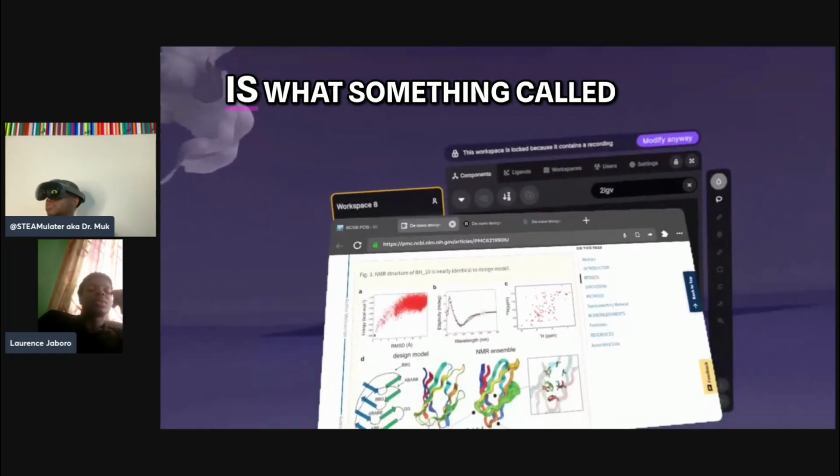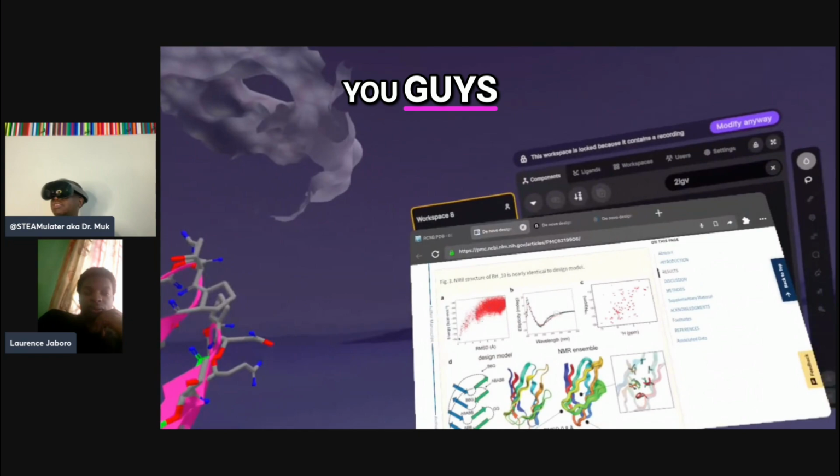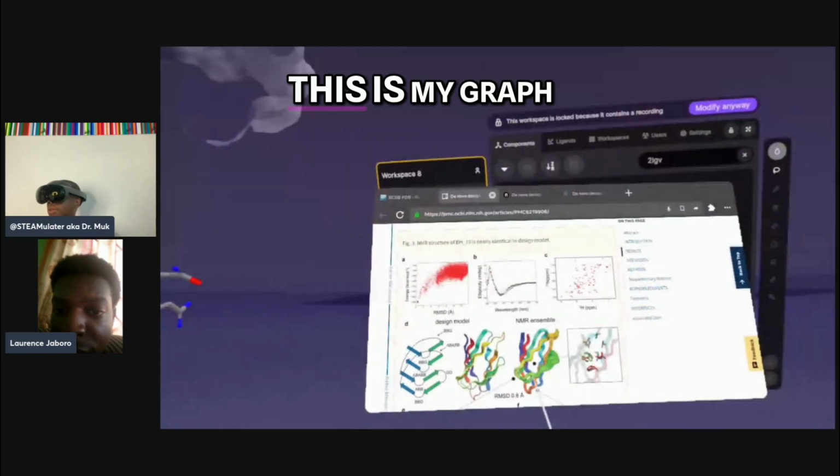The first graph here is something called circular dichroism. We're actually going to do this for our protein, you guys. So this is an experimental characterization. I did this. This is my plot. Actually, this is my graph I'm showing here.